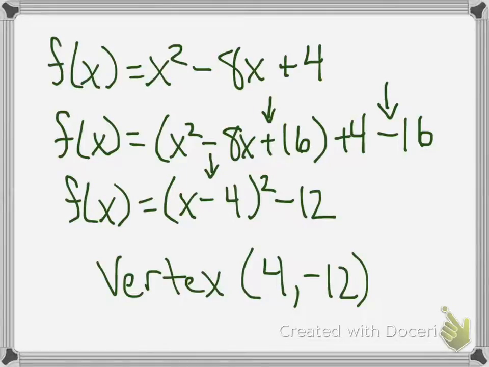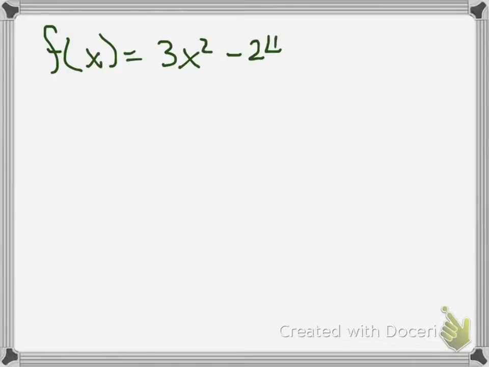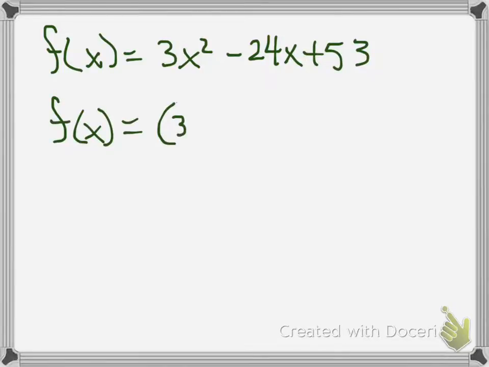Now, what happens, though, if you have a number in front of the x squared? This is where you get a little bit more complicated. Just a wee bit. Okay. So we're going to start off with the same step. We're going to put the 3x squared minus the 24x in its own parentheses, and put the plus 53 on the outside.